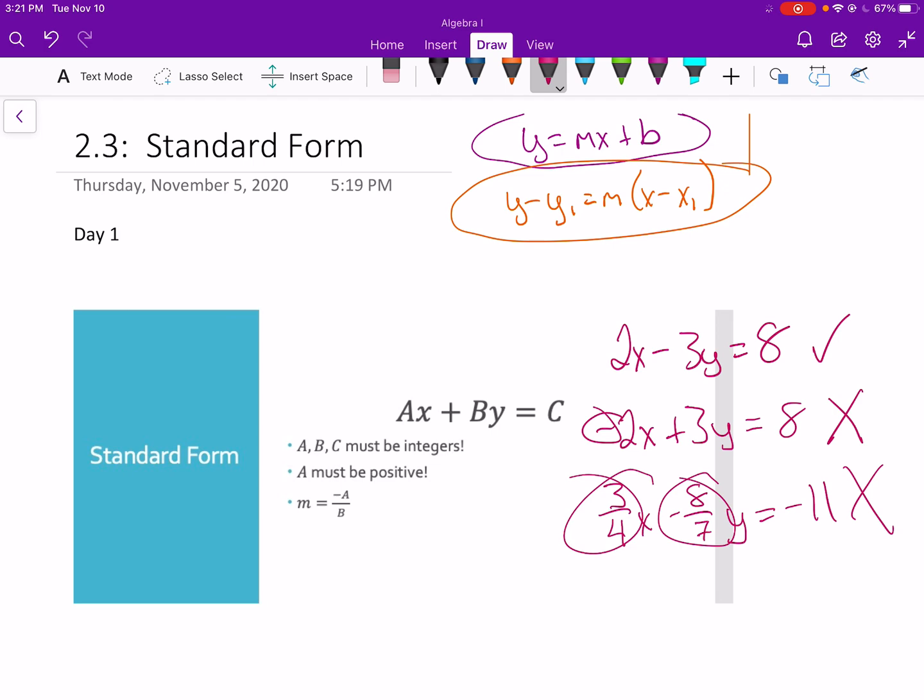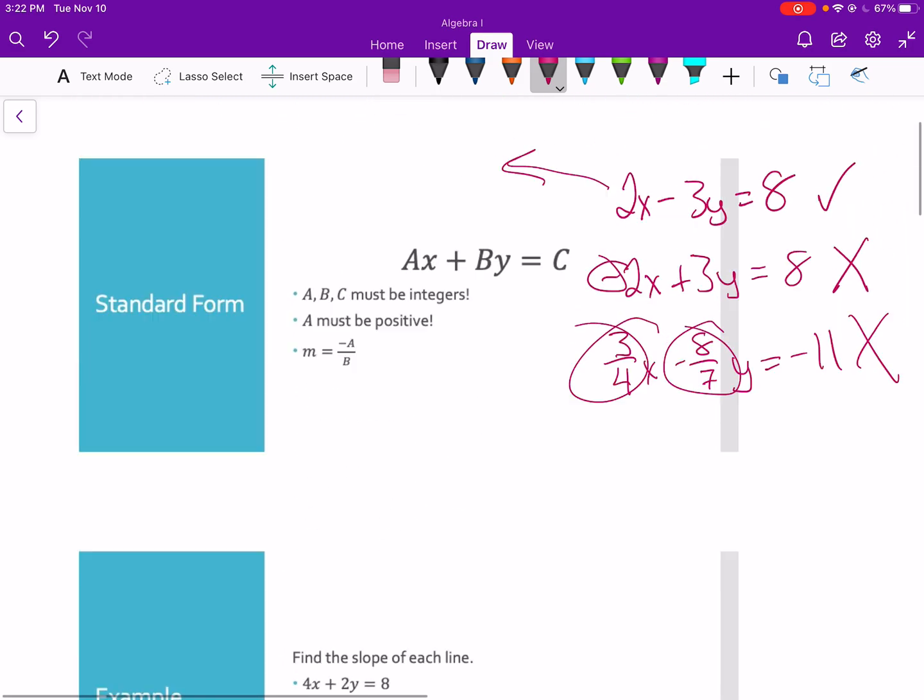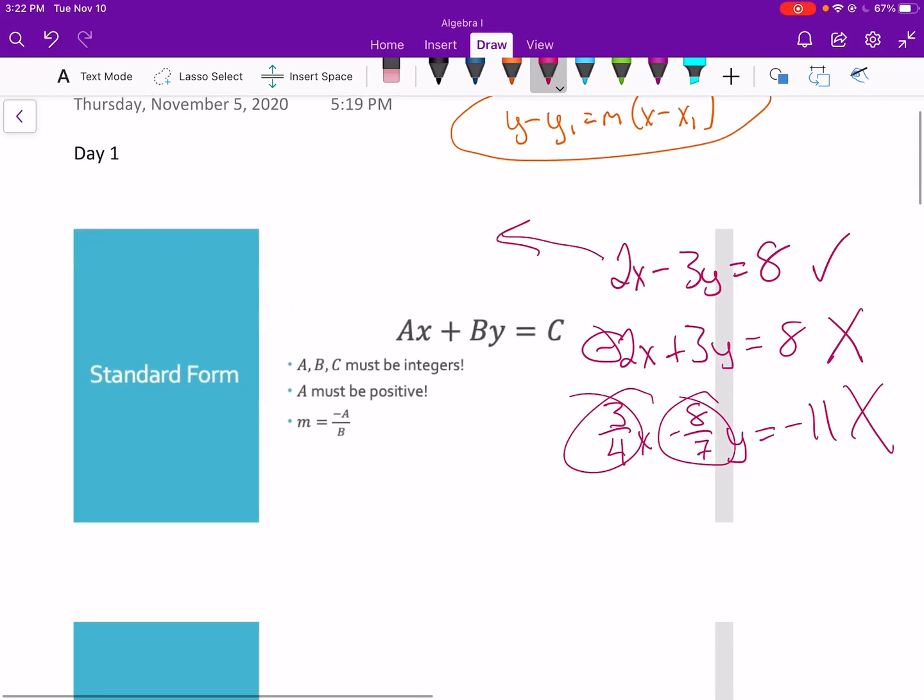And then to find the slope from standard form, in our other two forms it was explicitly given, and now we have to actually do a little bit. So we take negative a over b. If we're trying to find the slope of this line, we take negative a, which a is 2, so negative 2, over b, which is negative 3, which is just 2/3. So that's our slope.